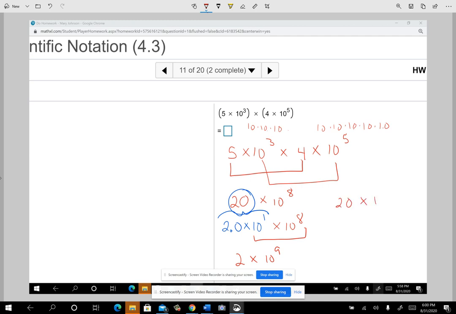Okay, here's another way to do it that's a little bit of a shortcut, but I think you can consistently use this idea and it will work. See, I need to make 20 smaller. 20 is too big. It needs to be between 1 and 10. So I'm going to move the decimal 1 place to make it a 2. And since I made that smaller by 1 place, to compensate for that I'm going to have to add 1 over here to the exponent. And so that's going to become 10 to the 9.